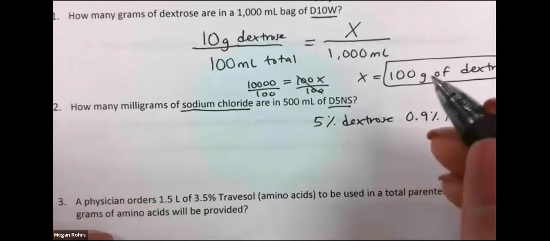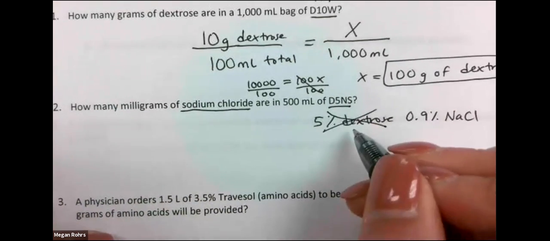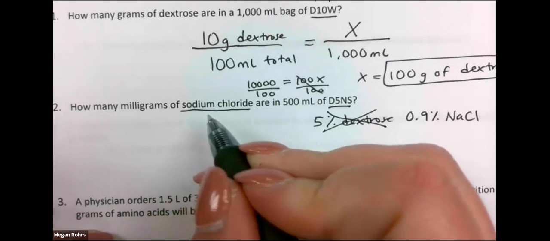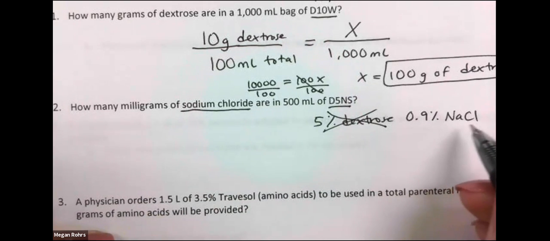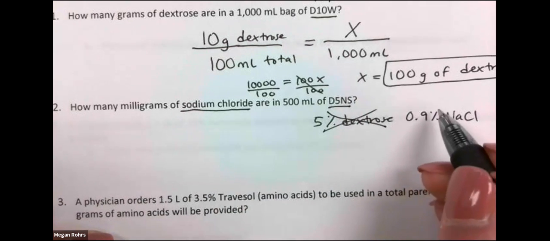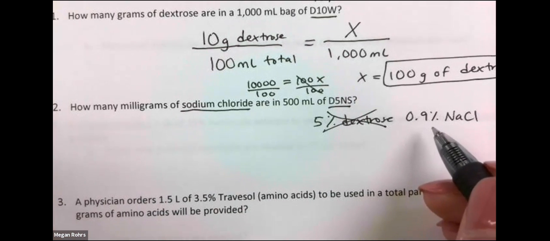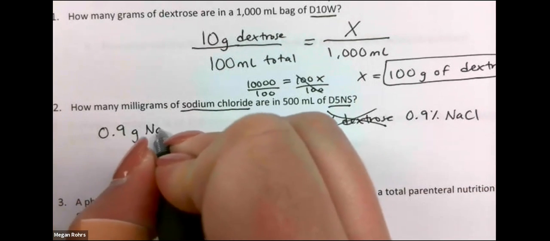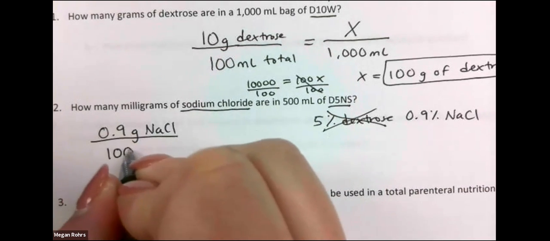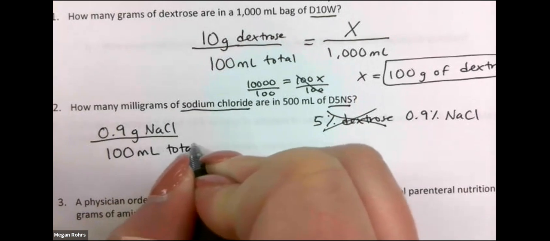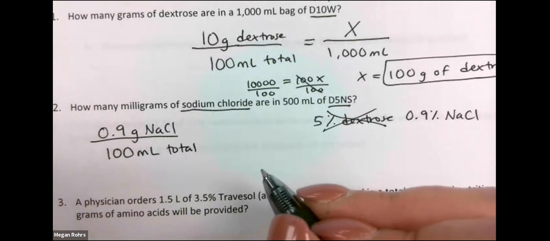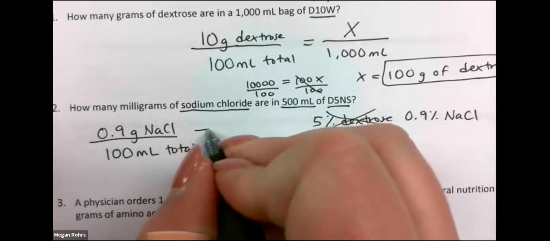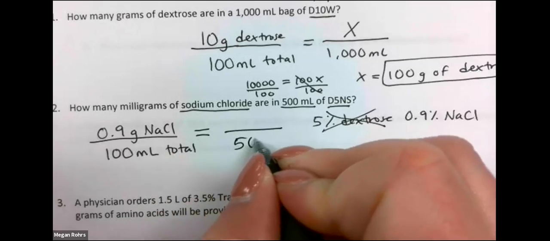So they're not asking us anything about dextrose, so we really don't need to worry about that. We're just worried about the sodium chloride. We know that there's 0.9% sodium chloride. We see a percentage, automatically change that into a fraction. 0.9 grams of sodium chloride in every 100 mils of total solution. And we're looking for how many milligrams are in 500 mils. So we're going to set that equal to 500.